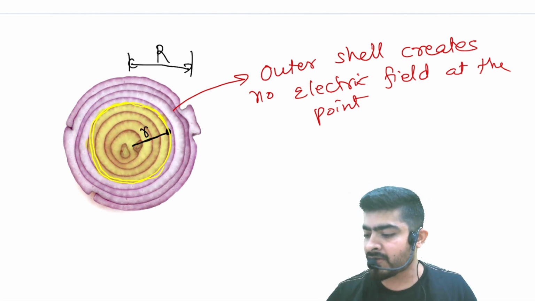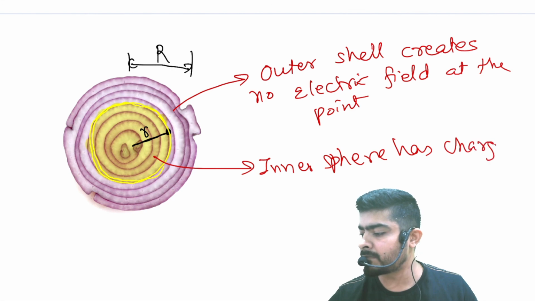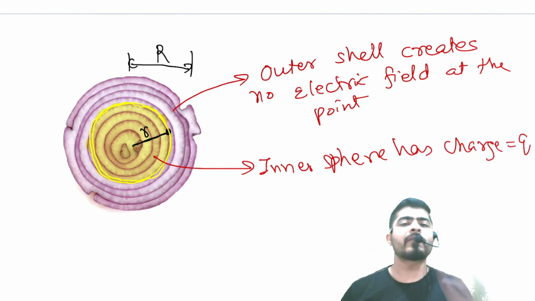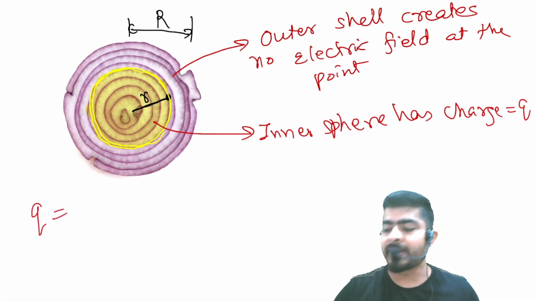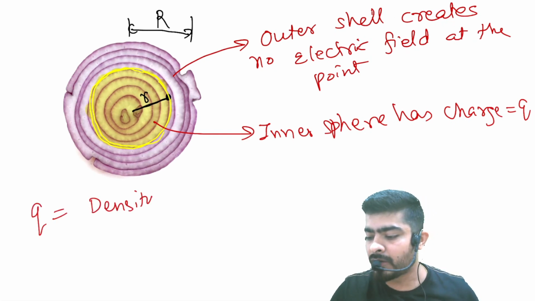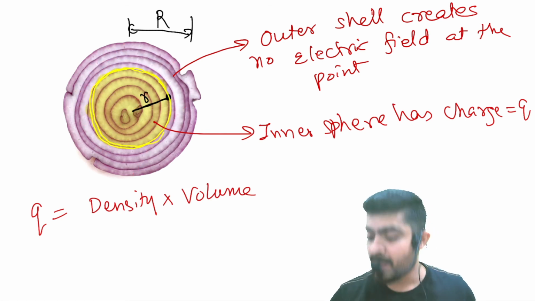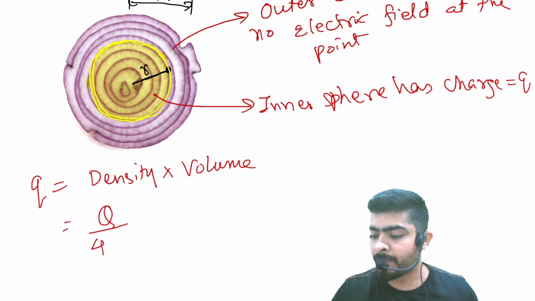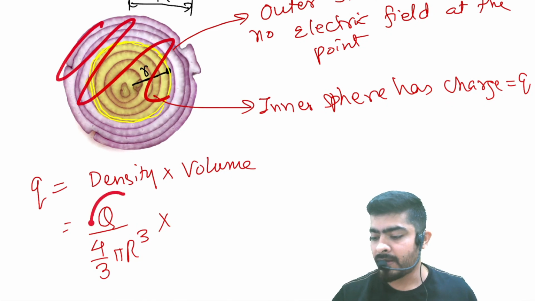For that, first of all, the inner sphere has charge small q. So first of all, I need to find the value of small q. How do I do that? That's very easy. Small q will be equal to density into volume. Okay. What is density? The density of this entire sphere is how much? Total charge by total volume. Right. Total charge of the sphere is capital Q.